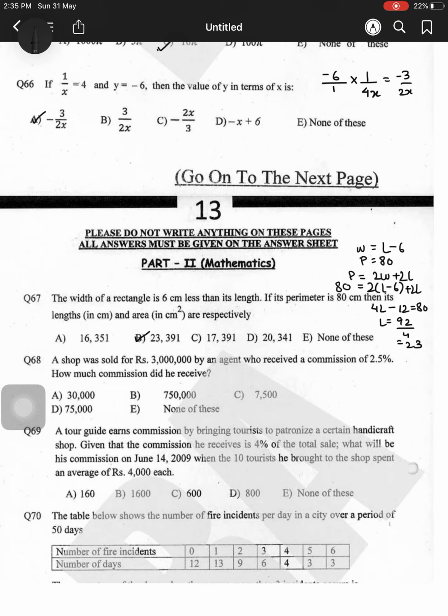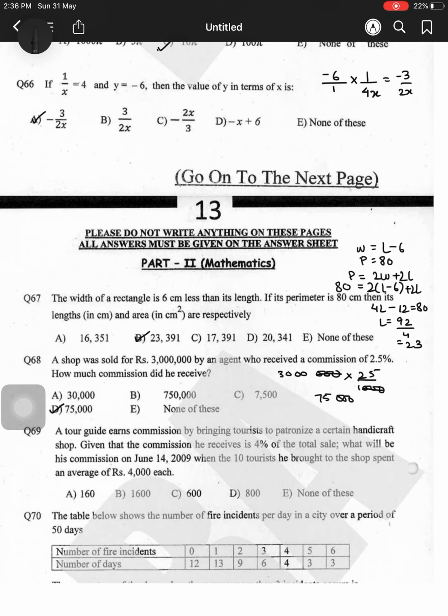So in this next question, he says that the shop was sold for this much, okay, and he received a commission of 2.5, which is 25 upon 1000. Cancel this out, we get 75,000 because he's asking about the commission. So the answer is D.